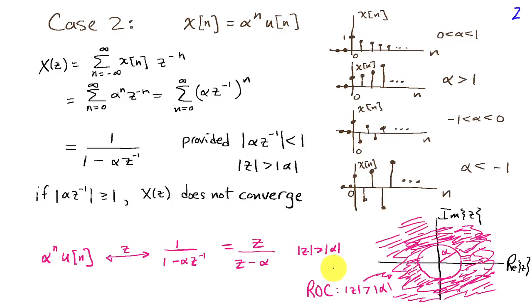So we can sketch our region of convergence in the z-plane, as I've shown here, where if we have a circle with radius alpha, the z-transform exists for values of z that are outside of alpha. That's the only part of the z-plane where this z-transform is defined, because the infinite series does not converge for any values of z that are interior to this circle of radius alpha.